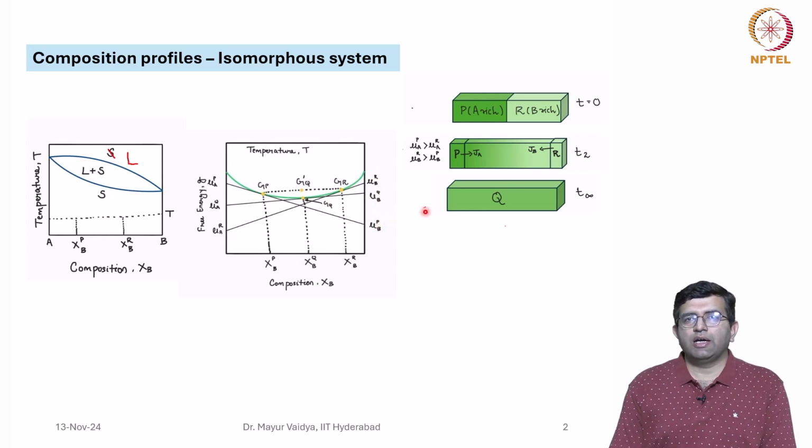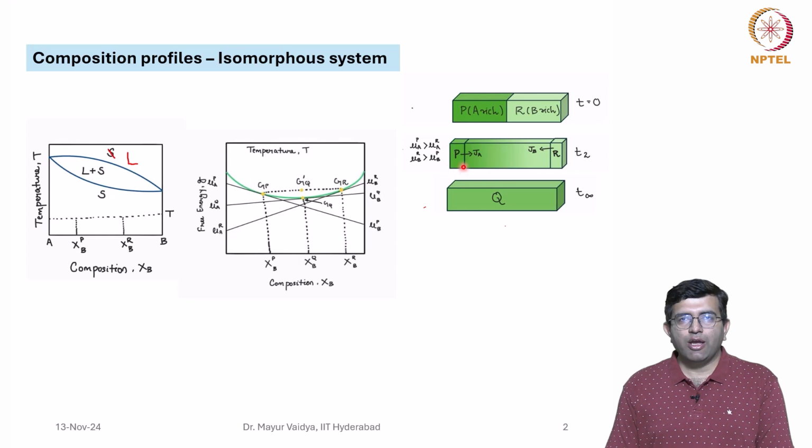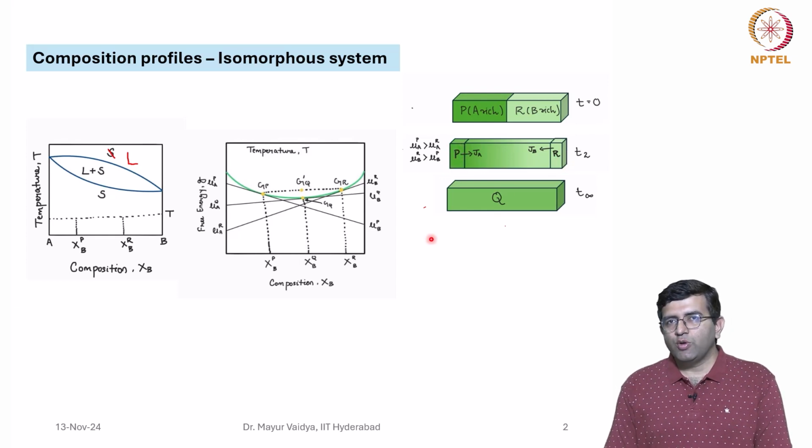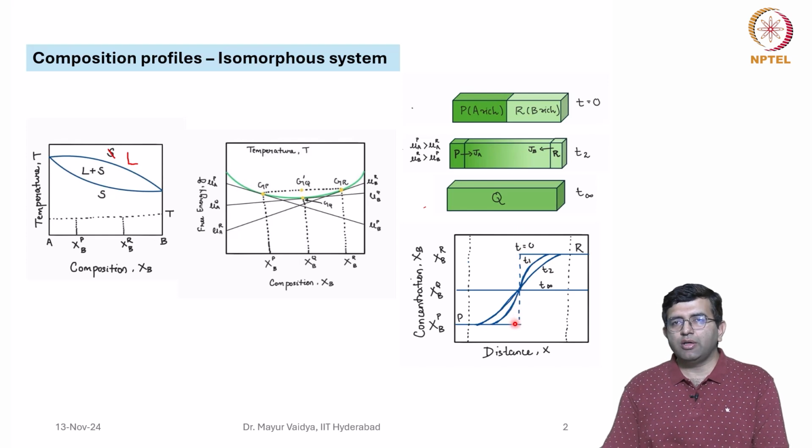So, now if I have to ask you, let us see how the composition profile looks at this instant T2 in the interdiffusion zone. I know that there is a solid solution here, there is an alloy which is P, and an alloy which is R. So, now if you look at this composition profile, I have drawn it here for different times. The first one is the simplest, t equal to 0. This is our initial interface, which is represented by a dashed line.